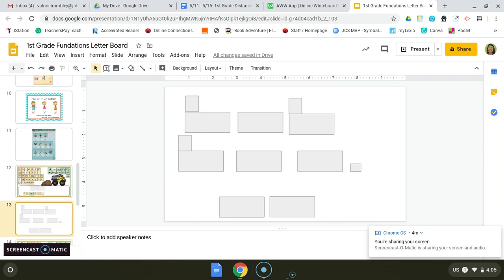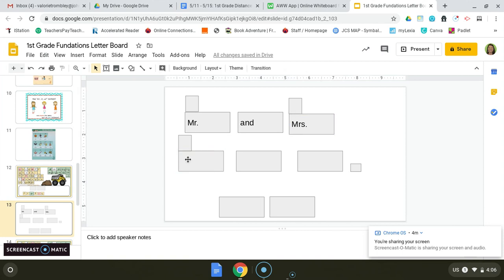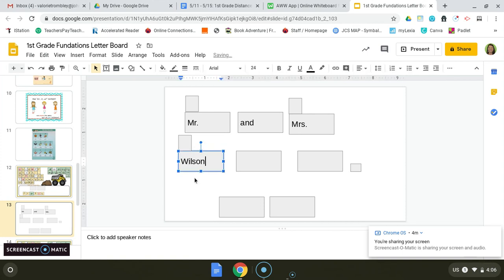Repeat after me. Mr. and Mrs. Wilson are here. Mr. and Mrs. Wilson are here. So I'm going to put Mr. Mr. is going to have a capital M, and we're also going to use a period at the end. Mrs. also has a capital M and a period at the end. Wilson is their name. It's also going to need a capital letter. Mr. and Mrs. Wilson are here.